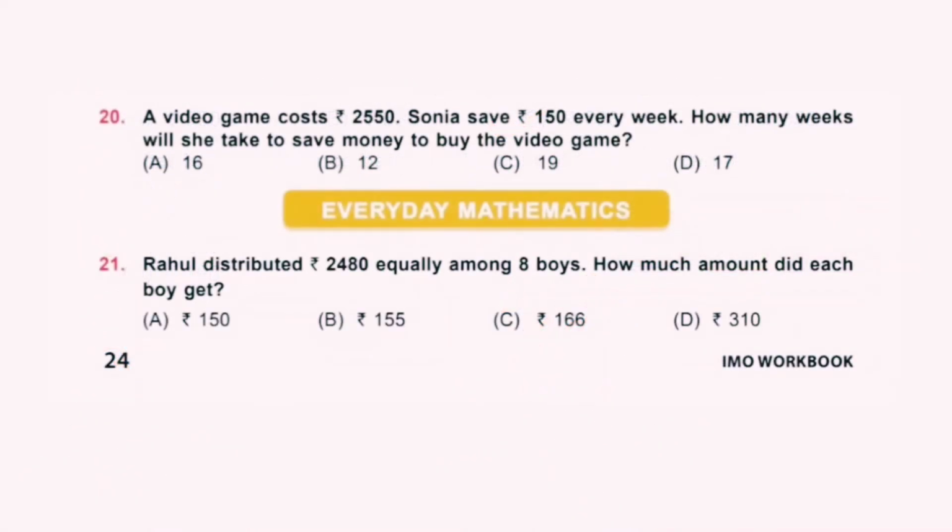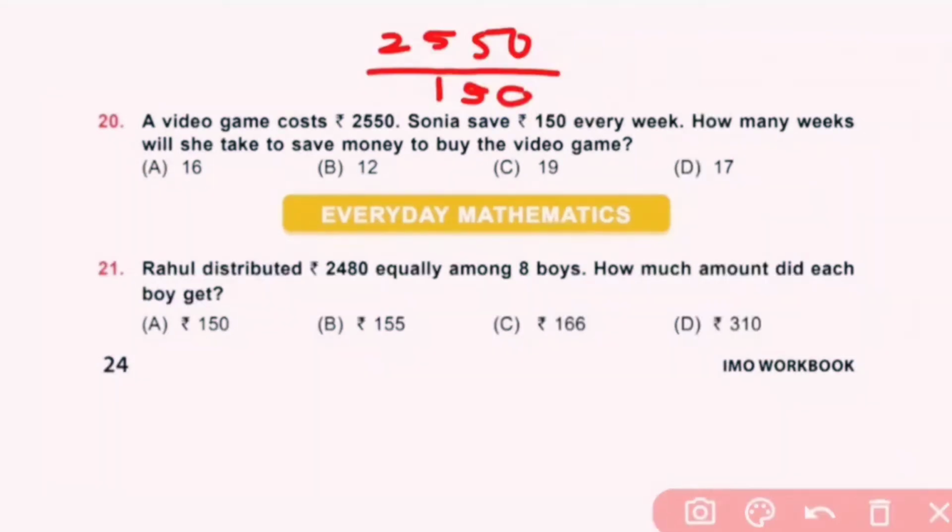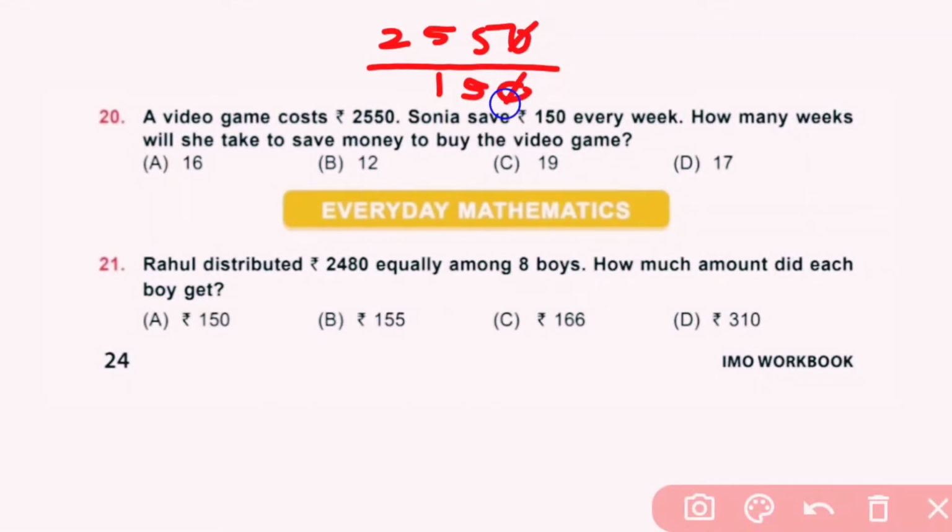Question number 20. A video game costs rupees 2550. Sonia saves rupees 150 every week. How many weeks will she take to save money to buy the video game? So Sonia wants to save 2550. In 1 week she saves 150 rupees. So to find how many weeks she needs to save 2550, we divide 2550 by 150. Here we cancel 0 and 0.